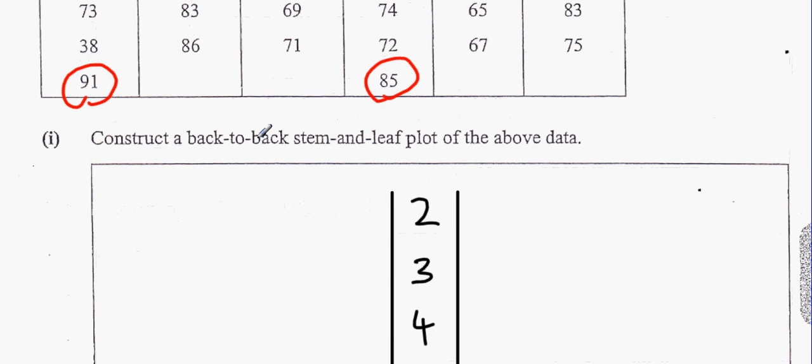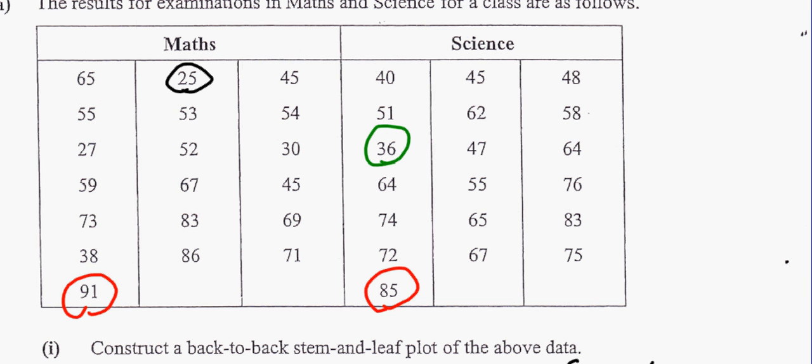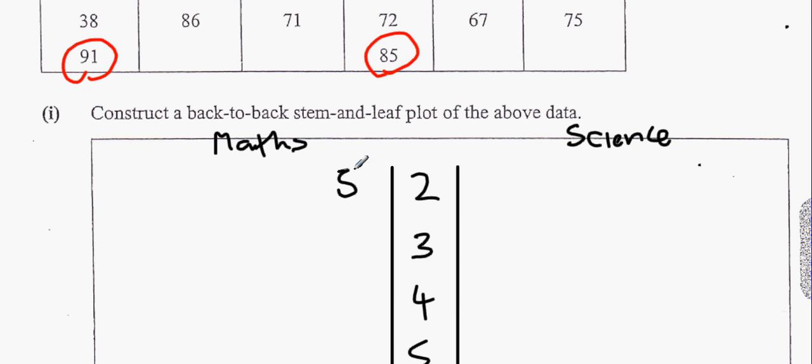Okay, 8 and 9. Now we call this one side maths, and this side here is going to be science. Now what we've got to do is list off all the numbers. Starting off in the 20s, we have 25 and 27, so that's going to be 5 and 7.